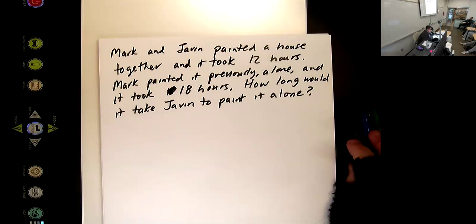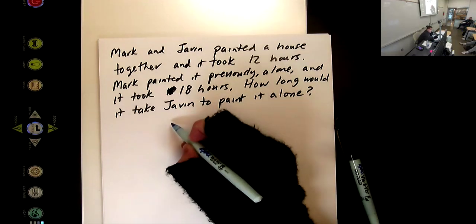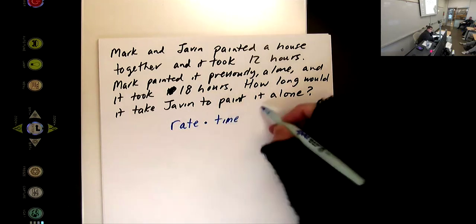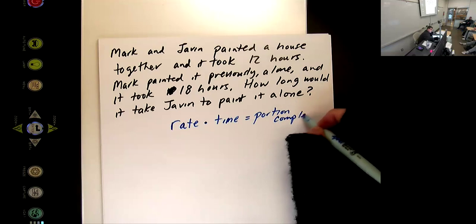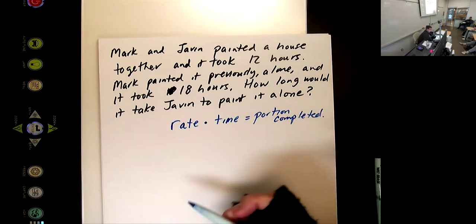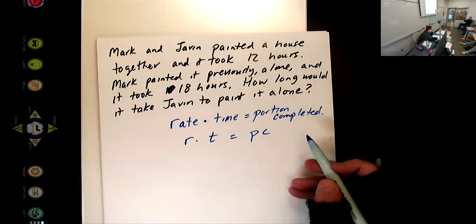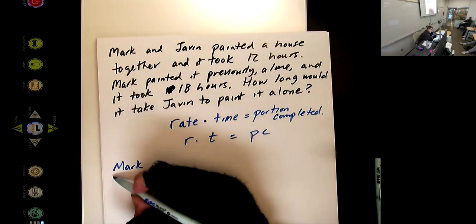The question is, does Jaden work faster than Mark, or does Mark? It's hard to tell. So there's a formula that we do: rate times time equals portion completed, or R times T equals PC. So I'll make a little table.